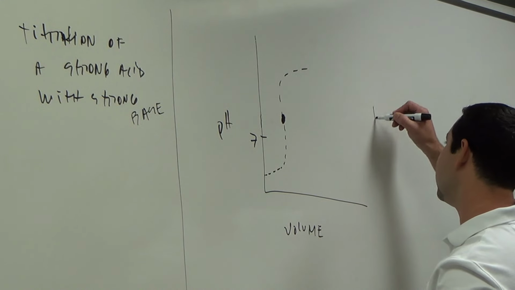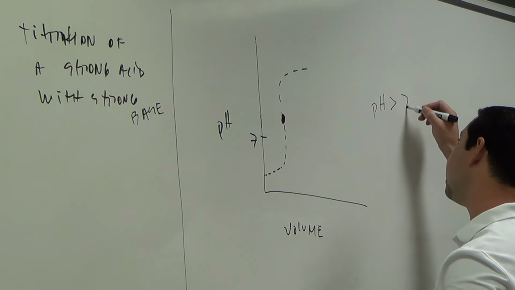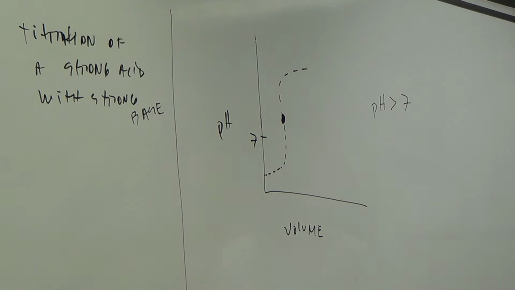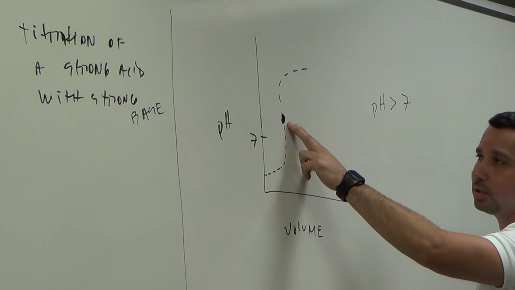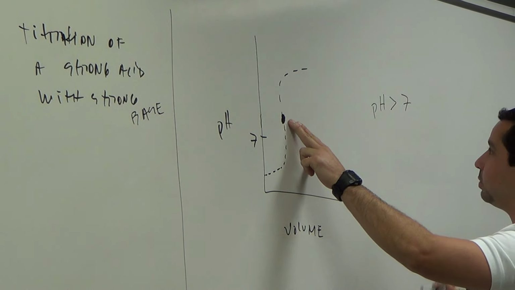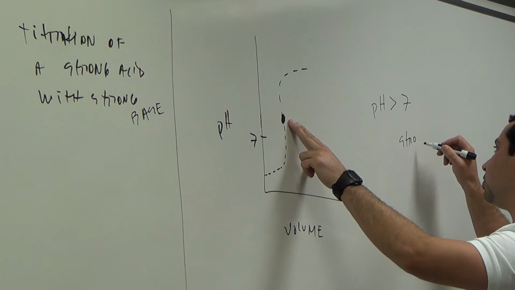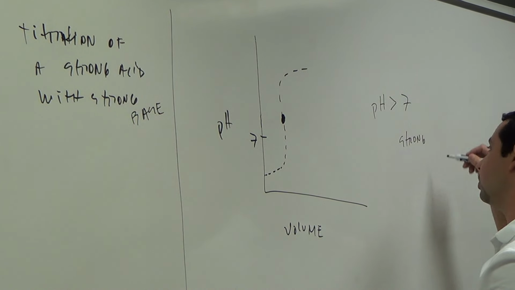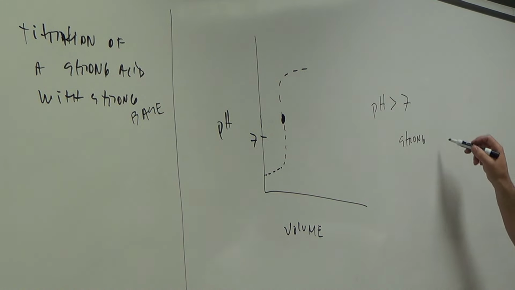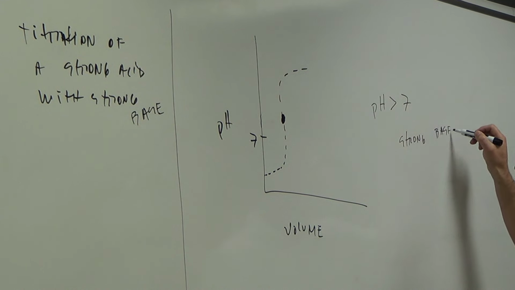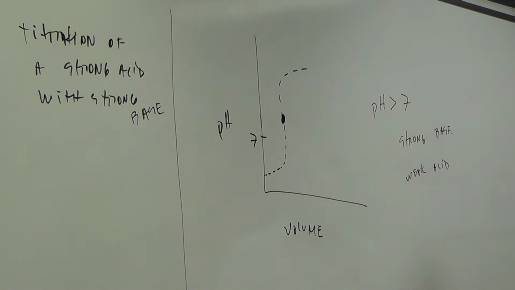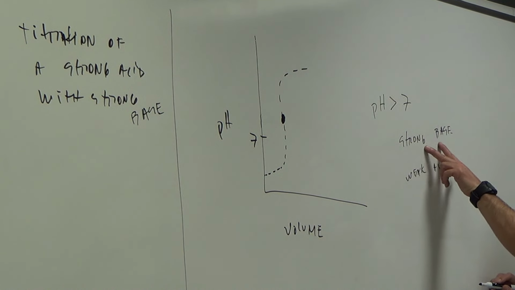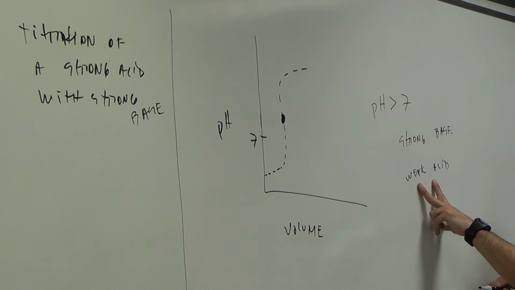This pH is above 7, yes or no? And is this basic or acidic? It's basic, yes? So this pH is basic. And it is basic because, let's see, you have a strong base and you have a weak acid, yes? And this strong base will react with a weak acid to form what?